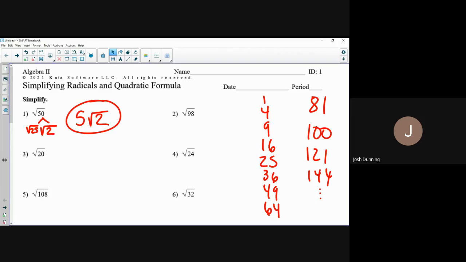On 2, you go through the list, you try dividing. Once you get to 49, you see that 49 times 2 is 98. So that's why we use 49 and 2. Again, it has to go in with no remainder. It has to be a factor. 49 times 2 is 98. Final answer, square root of 49, 7. 7 radical 2.